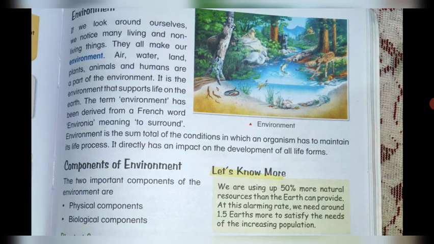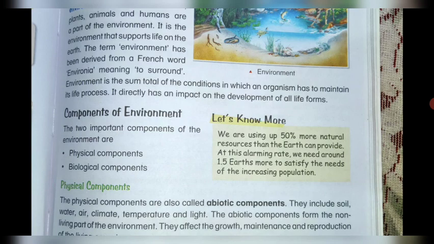The word environment has been derived from the French word environia, which means to surround. The environment is the sum total of conditions in which an organism has to maintain its life process. It directly has an impact on the development of all life forms.